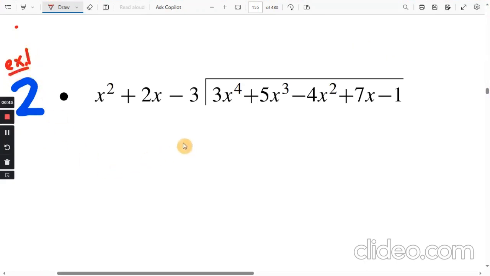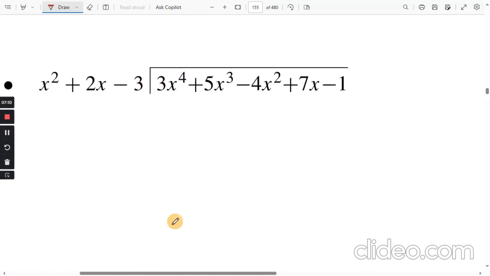Example 2. Even if you're dividing by a trinomial, something with 3 terms, it's still the same process. This one's already set up in order of decreasing exponents, so the larger exponents are first, and it just counts down by 1, both in the dividend and in the divisor.